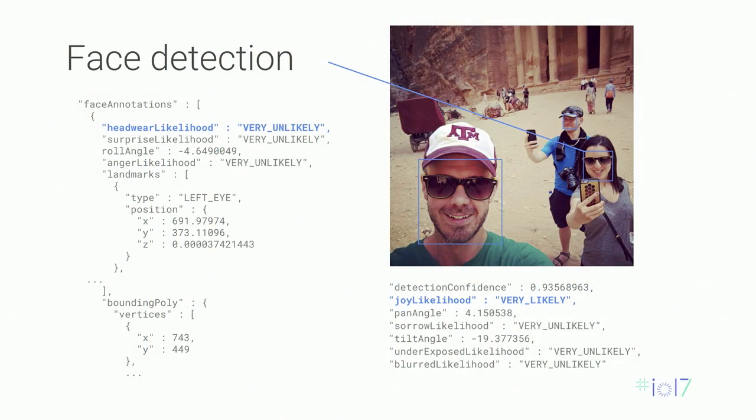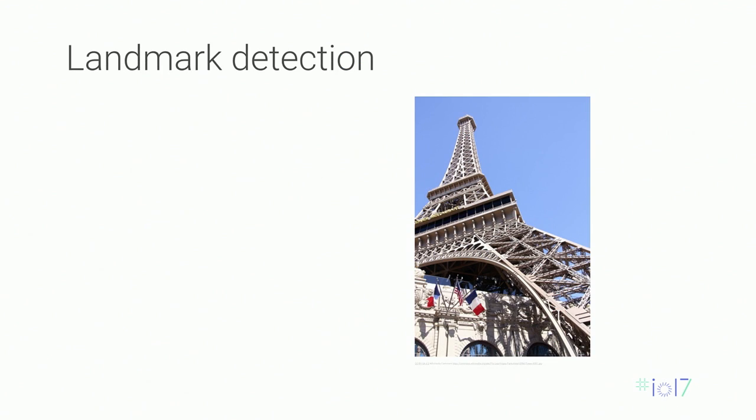I want to show you what the JSON response from the Vision API looks like for just 2 of these features. The first one is face detection. This is a selfie I took with 2 teammates on a trip to Petra in Jordan last year. It returns an object for each face found in the image. This is just the response for my face. We can see that it returns headwear likelihood, very unlikely, which is true. I'm not wearing a hat in the image, although my 2 teammates are. And joy likelihood is very likely. I am smiling in the image. It also gives me a lot more data on where different features are in my face, so I can use that if I want to draw a box around the face in the image or something like that.